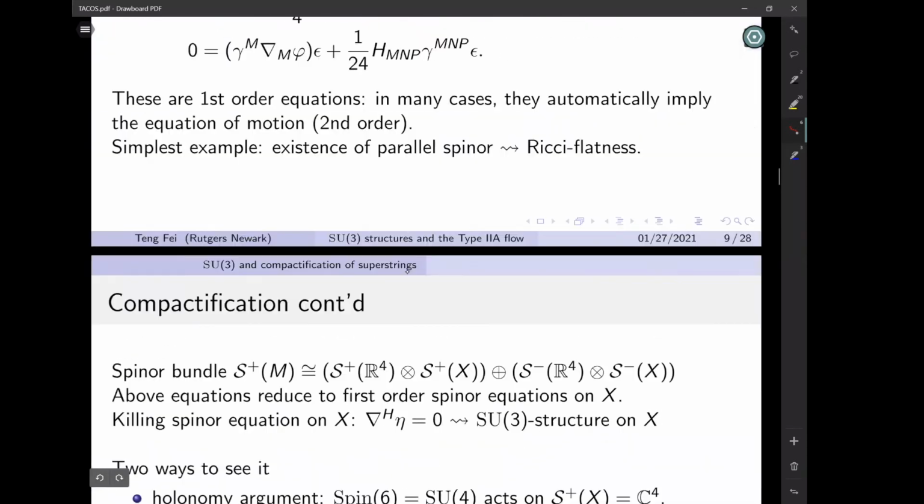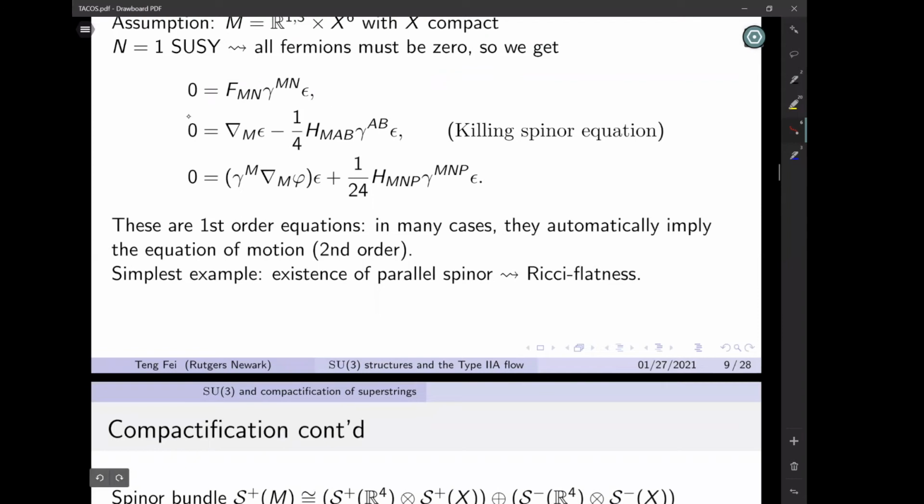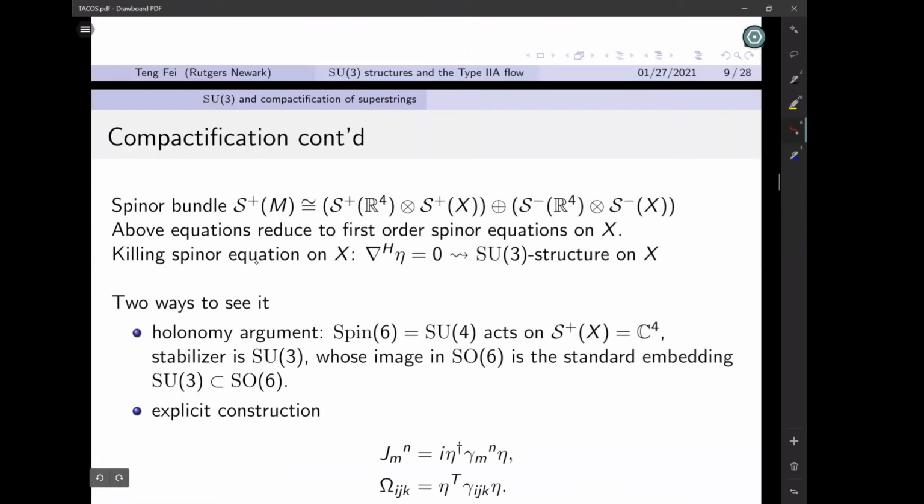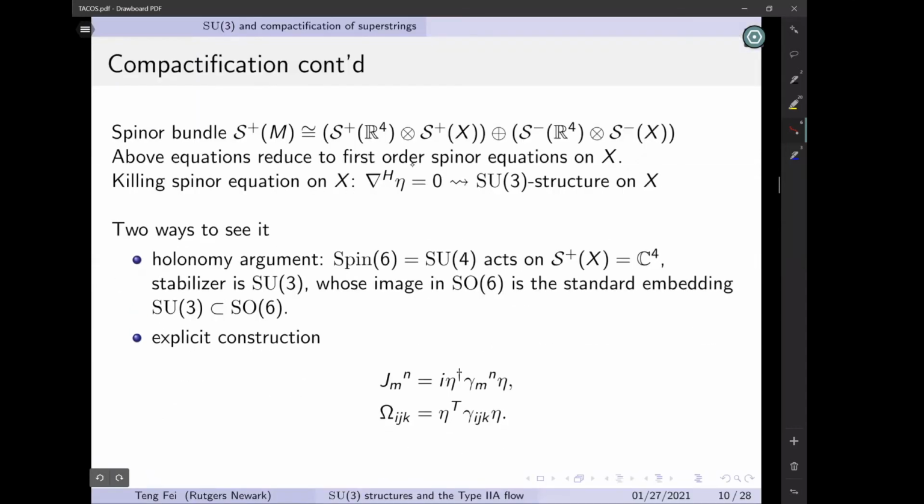And in particular, this Killing spinor equation here will become something like this. It's just like there's some parallel spinor. There's a spinor on X, which is parallel under some twisted connection. Okay, and in fact, this single equation implies there's a natural SU3 structure on X.